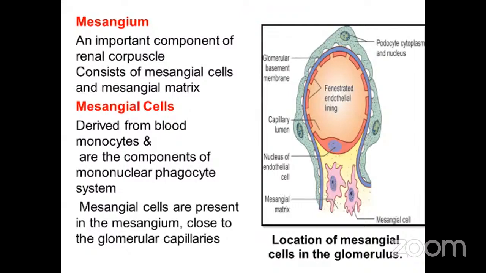And next is the mesangium. The mesangium is an important component of the renal corpuscle, which contains mesangial cells and mesangial matrix. These are the mesangial cells and this is the mesangial matrix, which is also present in the renal corpuscle. Mesangial cells are derived from blood monocytes and are components of the mononuclear phagocyte system. These cells are present in the mesangium close to the glomerular capillary.